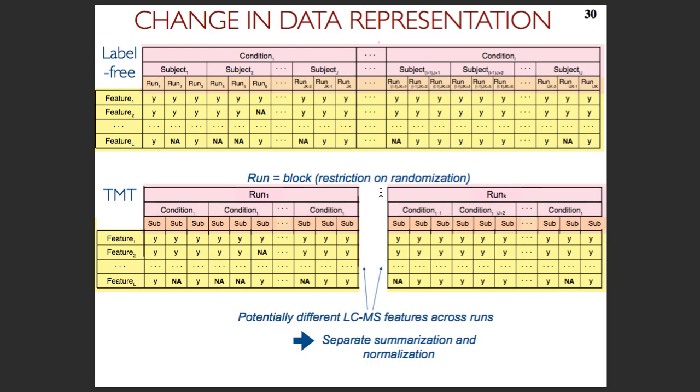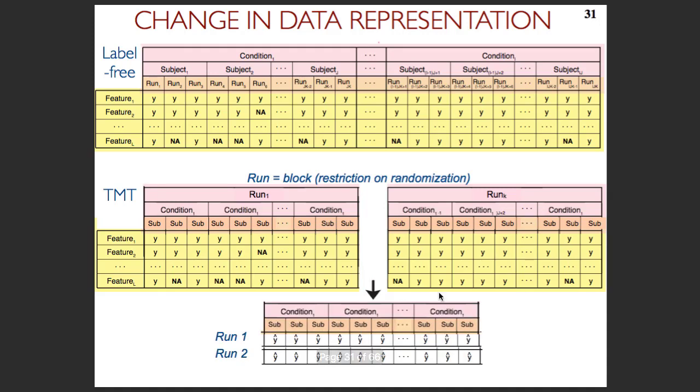So what we will do, we will work on the summarization of features separately for each run first, so that we have one number per protein per run in each condition, and then we will work on the normalization and statistical analysis. So this is what we currently do.